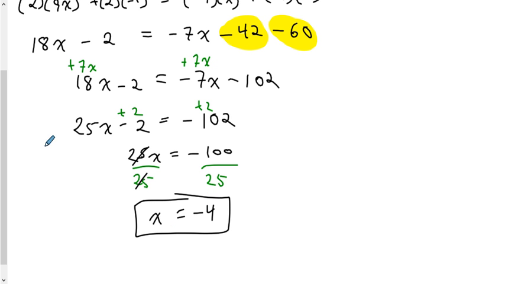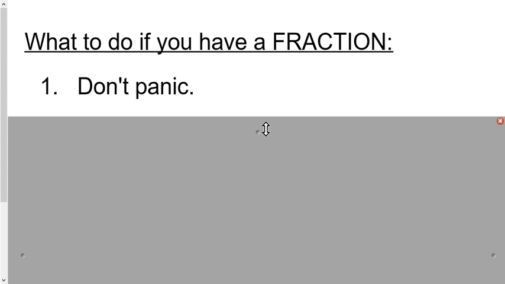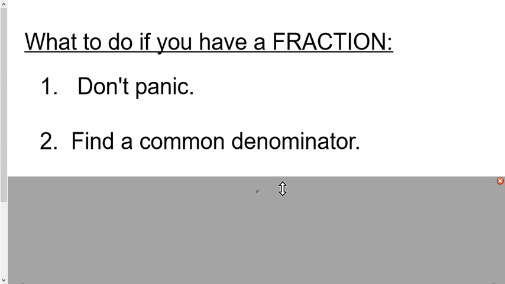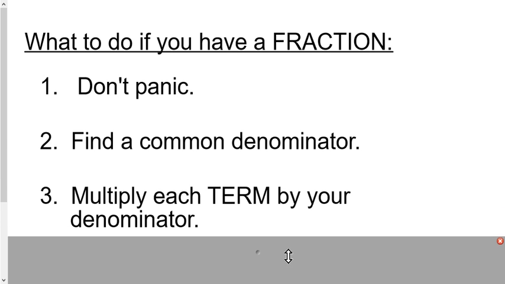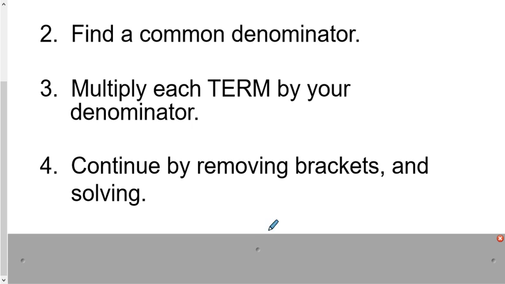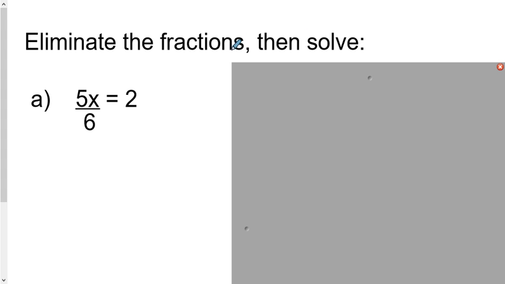All right. We're going to do just a quick final look here. What do we do if we run into some fractions? What do you do if you have a fraction? First of all, don't panic. If there's 2 fractions, we'll see if we can find a common denominator and multiply each term by our denominator. And then continue by removing brackets and solving. So I'm going to start with a simple one, and then I'm going to show you a complicated one that we'll do, not today, but we'll do the next day. Okay? So let's eliminate the fractions and then solve.